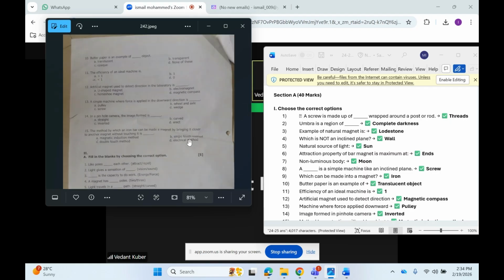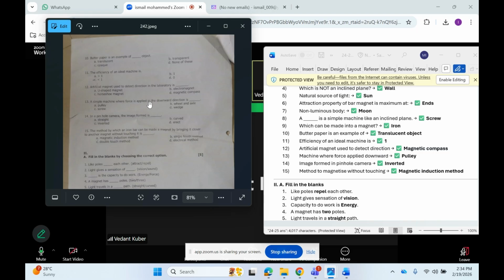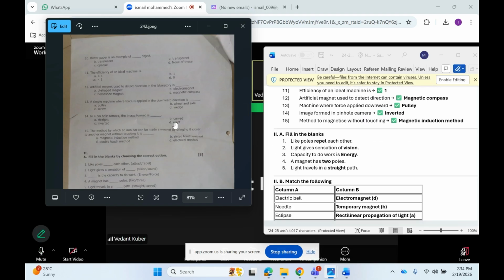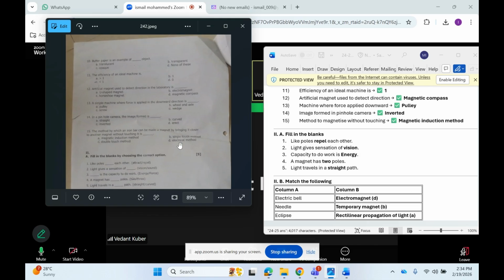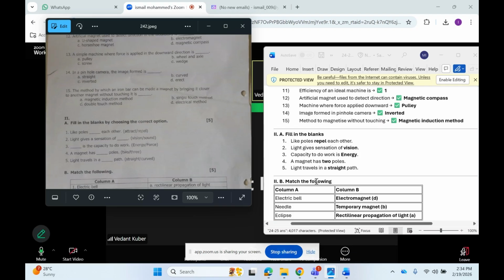Next one. Butter paper is an example of a translucent object. It means it passes light partially. The efficiency of an ideal machine is 1. An artificial magnet used to detect direction in the laboratory is called a magnetic compass. A simple machine where force is applied in the downward direction is called a pulley. In a pulley, you apply force in the downward direction.